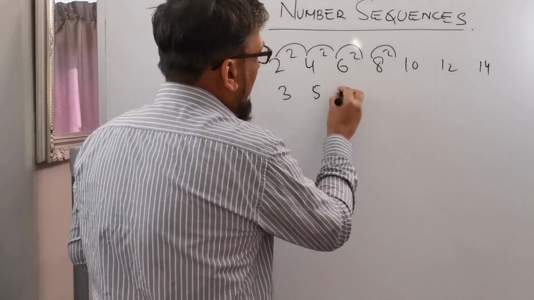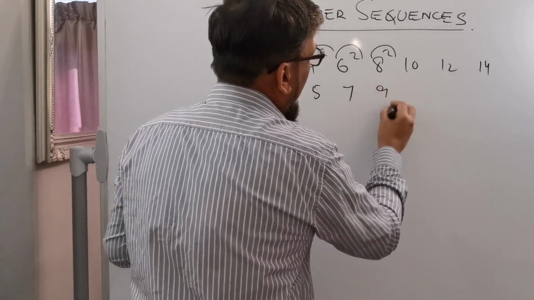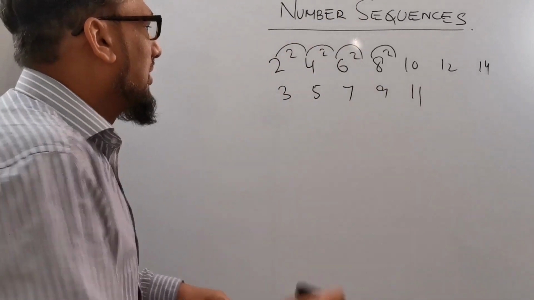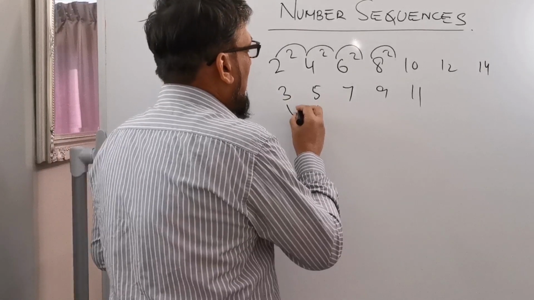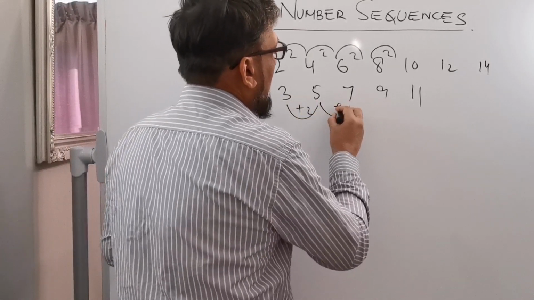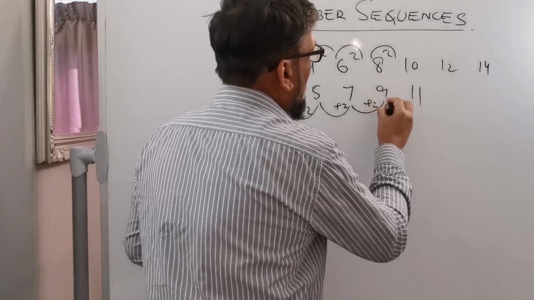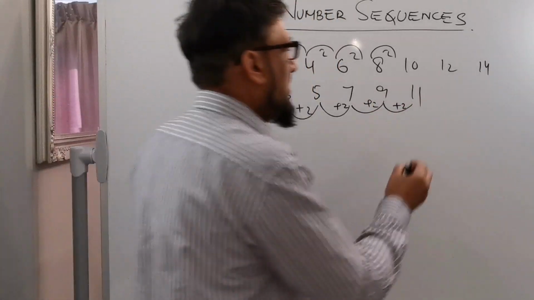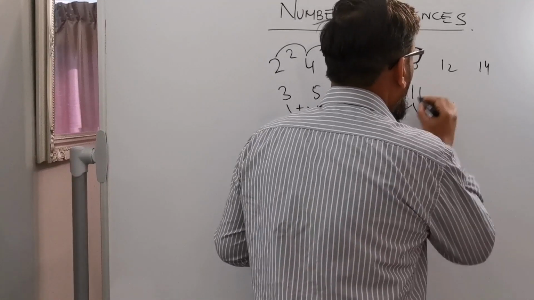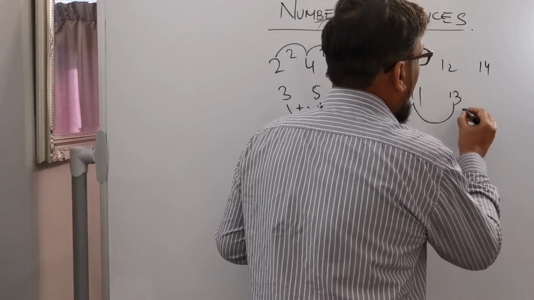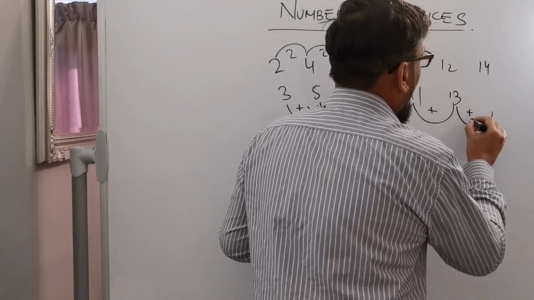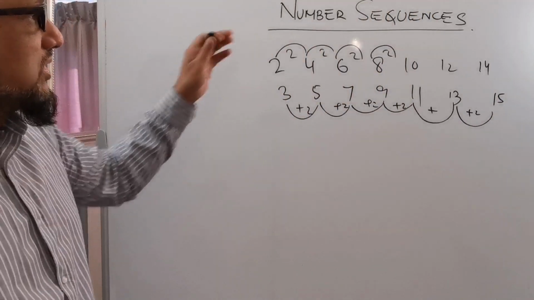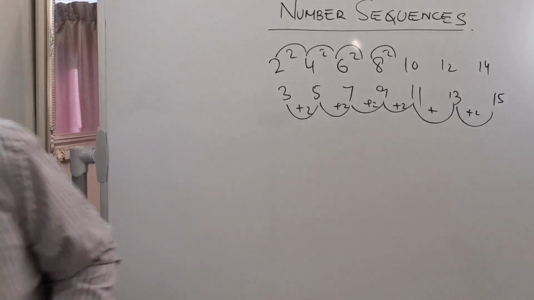The same as if I ask 3, 5, 7, 9, 11. These are odd numbers, and the difference is an addition of 2. So what are the next two numbers? Simply add 2: 11 plus 2 is 13, and 13 plus 2 is 15. Very simple. So we are going to take more examples.